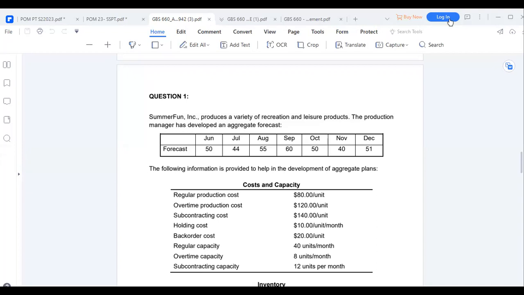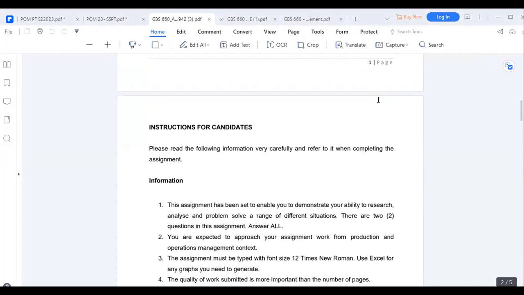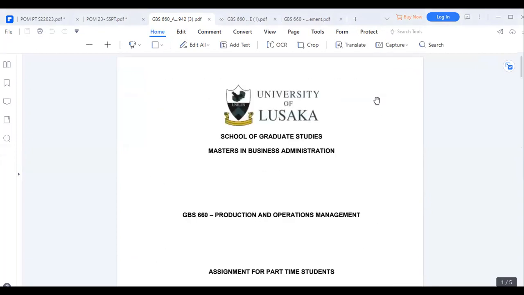Okay, good afternoon. So we are now looking at the topic in production and operation management, an assignment review.